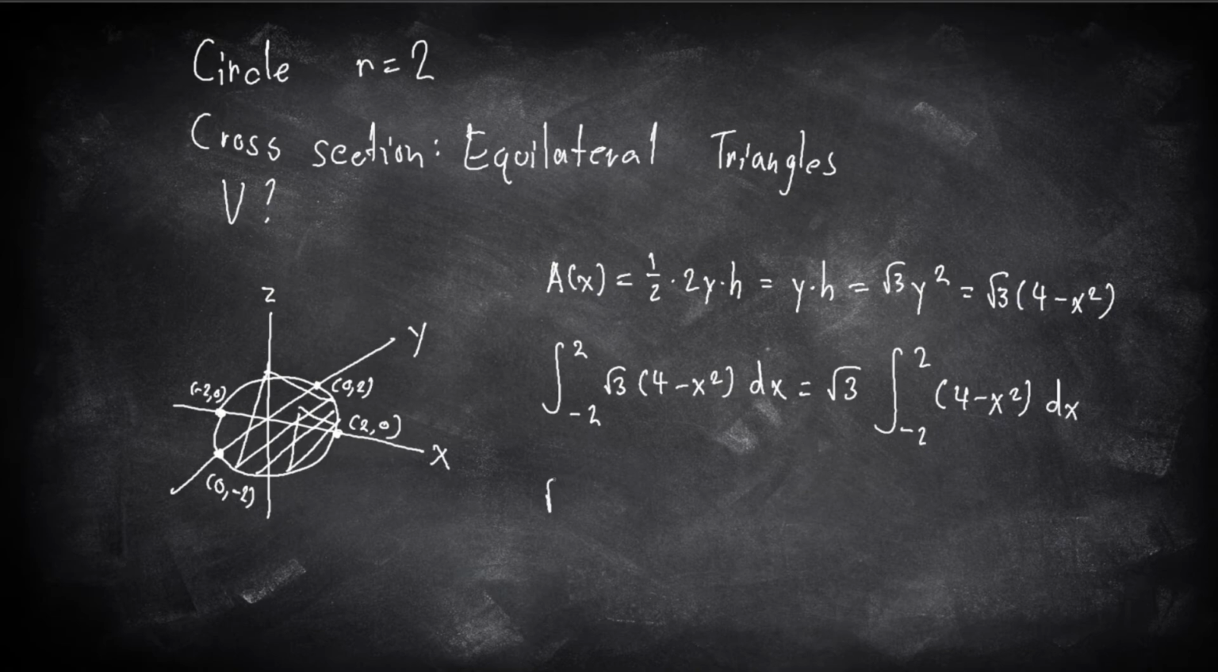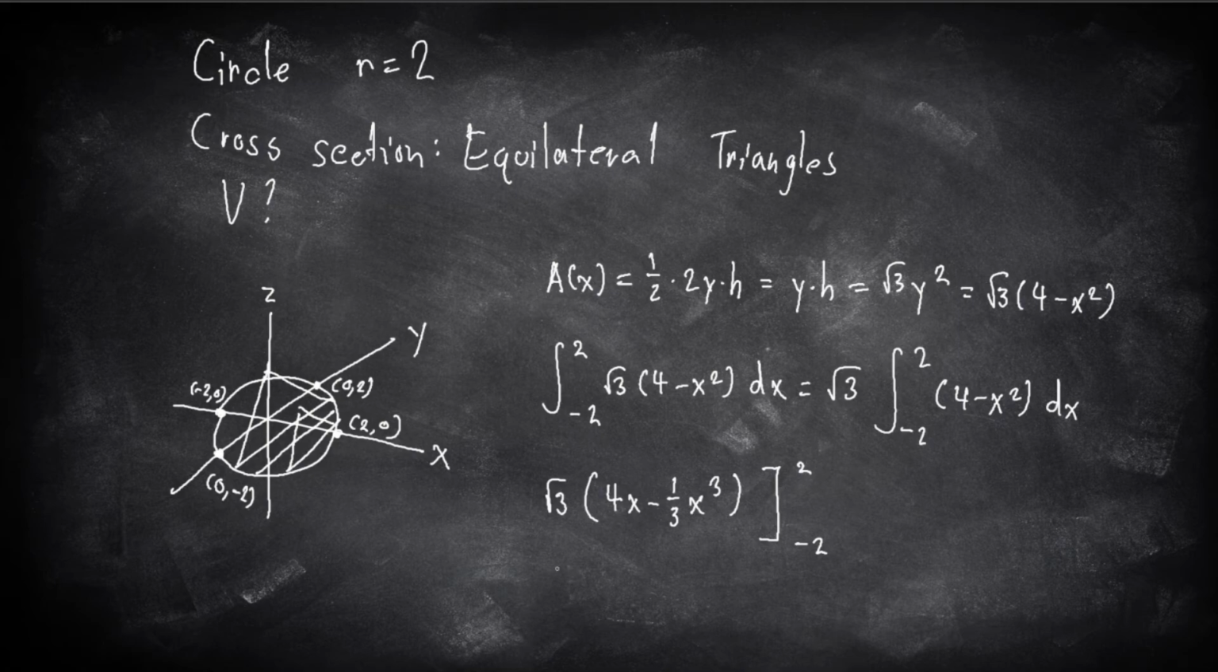Integrating this, we get square root 3 times. The integral of 4 is 4x, because a constant is linear. A quadratic makes a cubic; x cubed has 3x squared as its derivative. We want just x squared, so we scale by 1/3. Okay, and we evaluate it from -2 to 2.